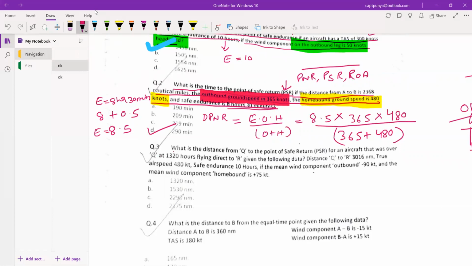Let's just read it. What is the distance from Q to the point of safe return, which is your PNR, for an aircraft that was over Q at 1320 hours, flying direct to R? The following data: distance Q to R is 3016 nautical miles. True airspeed is given. Safe endurance is 10 hours. If the mean wind component on the outbound leg is minus 90 knots and the mean wind component on the homebound is plus 75 knots.